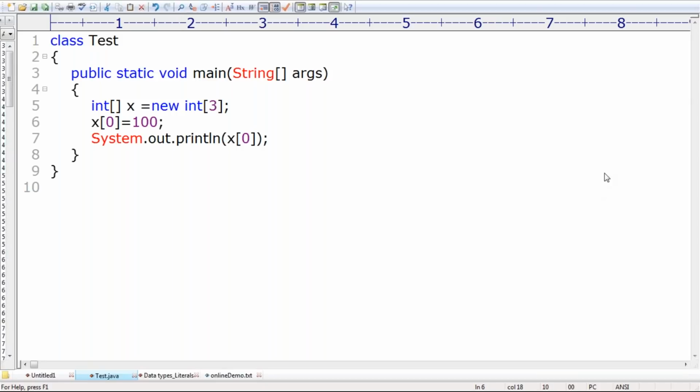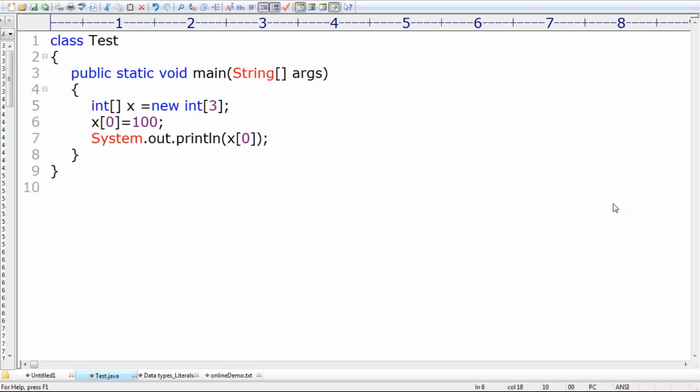Any other doubt? Kalyan asks, when do we get loss of precision? Whenever we assign a bigger data type value to a smaller data type, we will get a possible loss of precision.